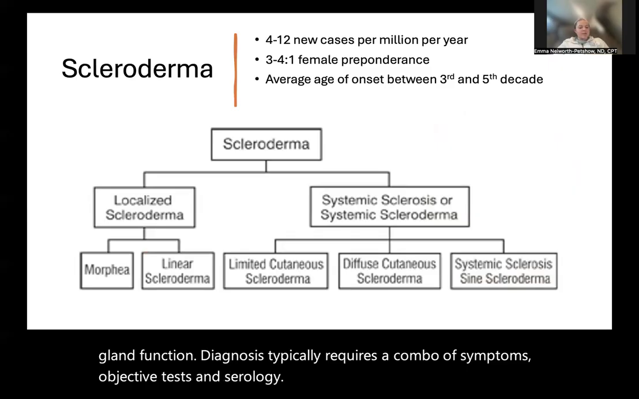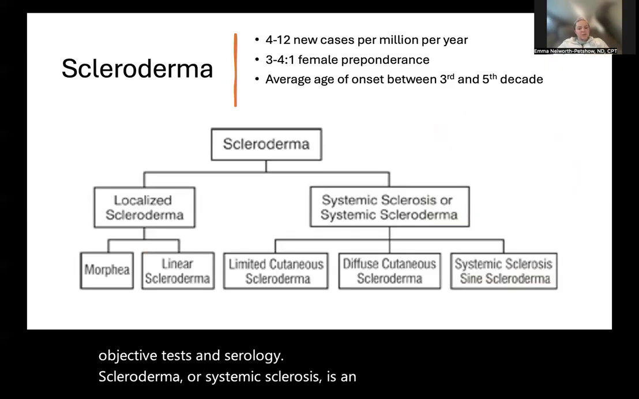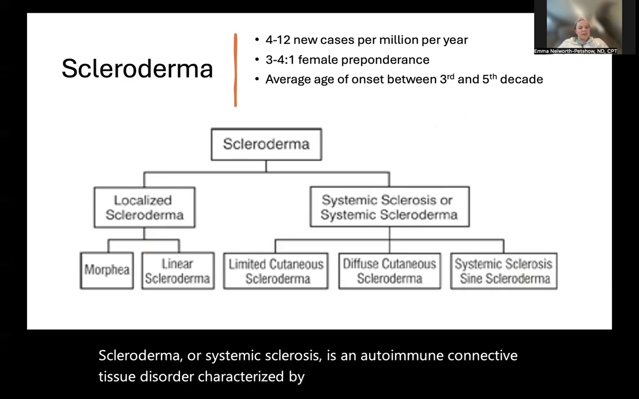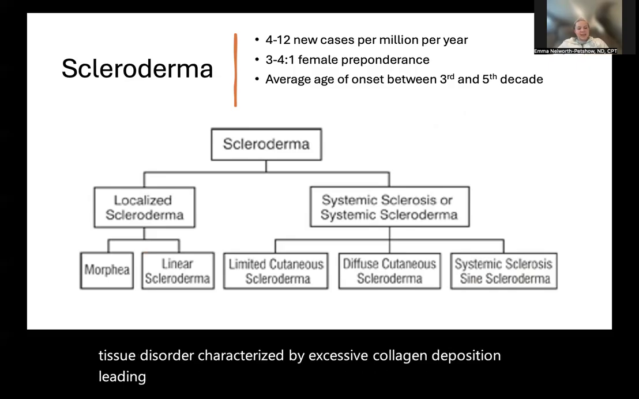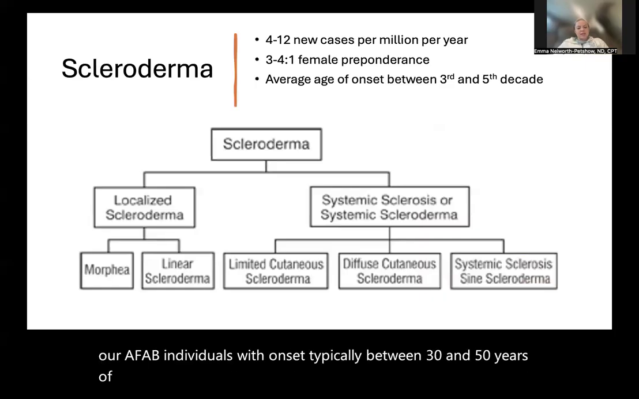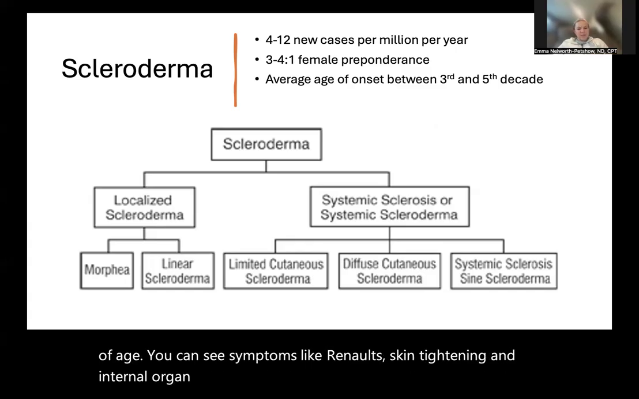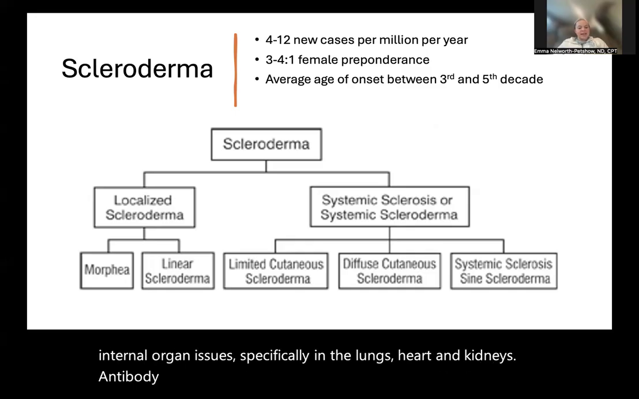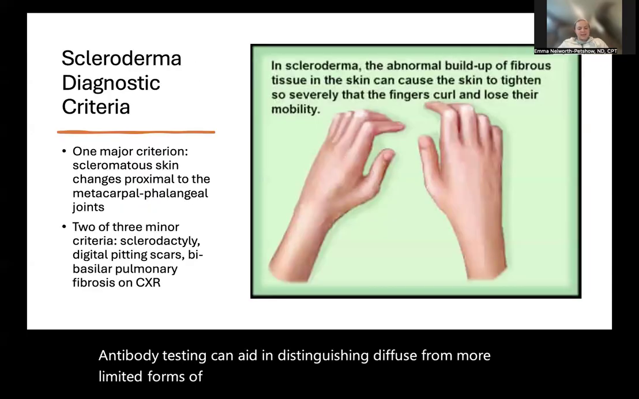Scleroderma, or systemic sclerosis, is an autoimmune connective tissue disorder characterized by excessive collagen deposition, leading to skin thickening and organ fibrosis. It is more common in our AFAB individuals, with onset typically between 30 and 50 years of age. You can see symptoms like Raynaud's, skin tightening, and internal organ issues, specifically in the lungs, heart, and kidneys. Antibody testing can aid in distinguishing diffuse from more limited forms of the disease.